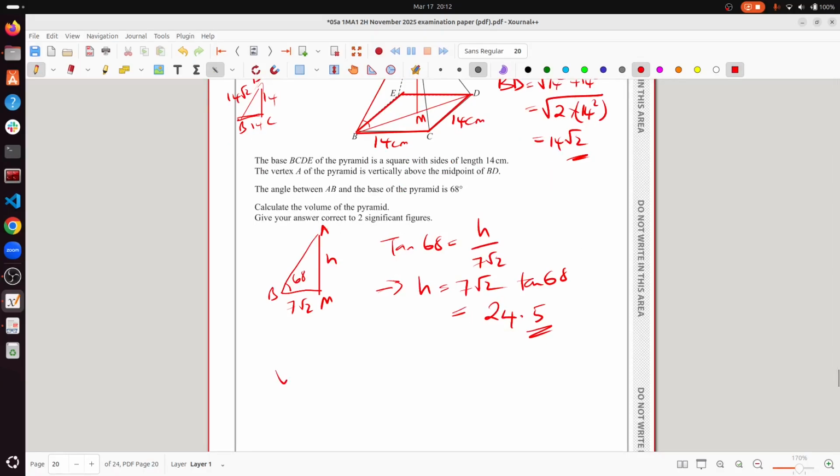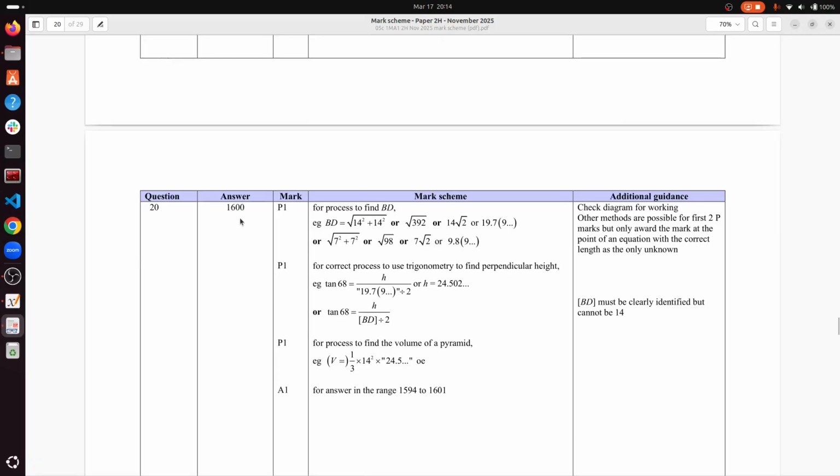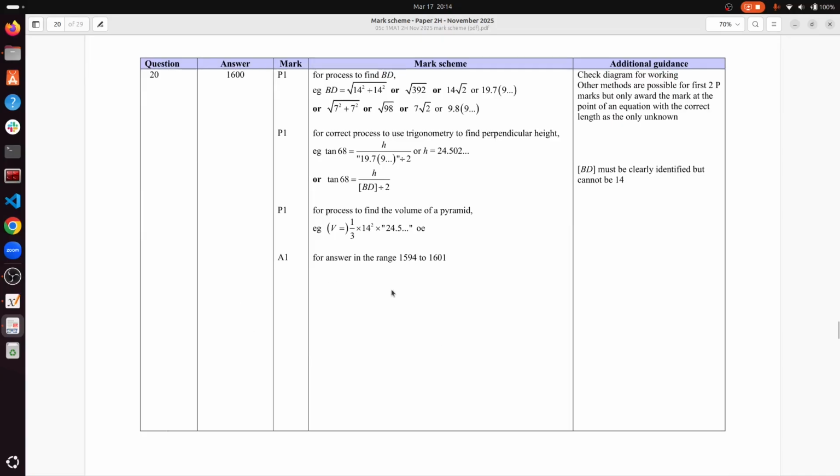So for the volume, I have 1/3 times the base area, which was 196, and that gives us 1600.6667. Two significant figures, that's 1600. It's 1600, and that's correct. There's a range of values as well, because people would have approximated at different points.